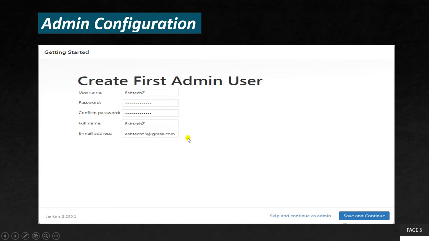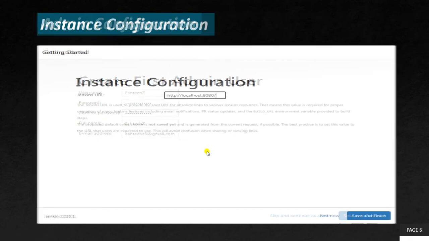Here I just create my user ID, password, name and email address. Once I click on save and continue, the second time I only need to provide my username and password. No need to provide the key and do all the configuration part again. Once you click on save and continue, you will get the screen which is instance configuration.